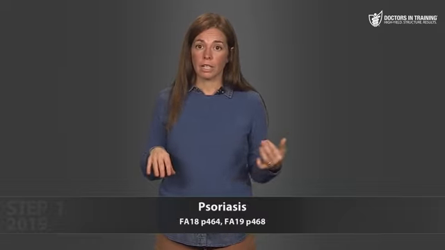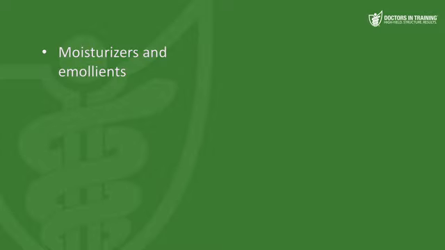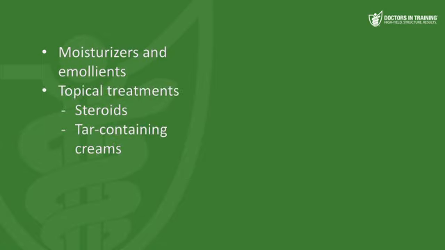So how do you treat psoriasis? Well, we could spend all day talking about that, but here are some highlights. So the first line is non-pharmacologic. You want to moisturize the skin well with moisturizers and emollients. And then there are several topical treatments like steroids, tar-containing creams, vitamin D analogs, and retinoids. All of these attempt to normalize skin cell production and reduce inflammation.